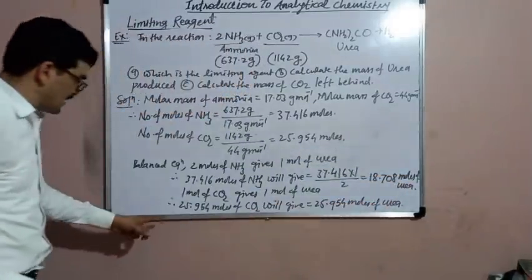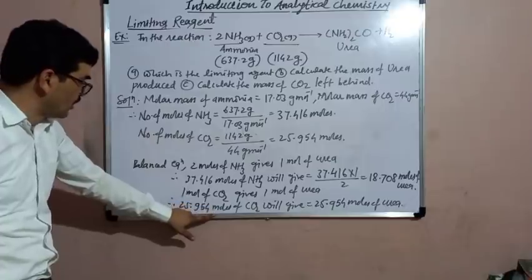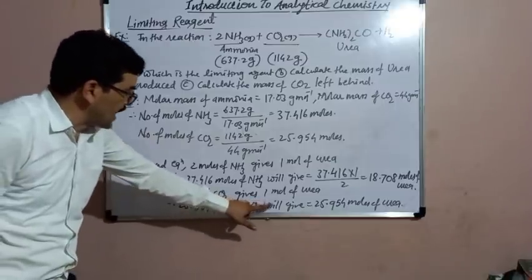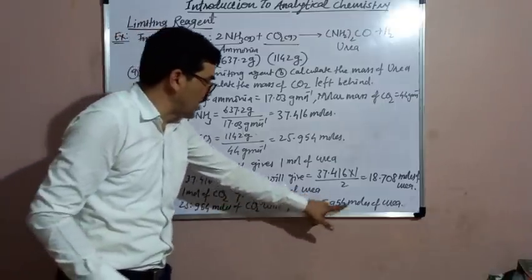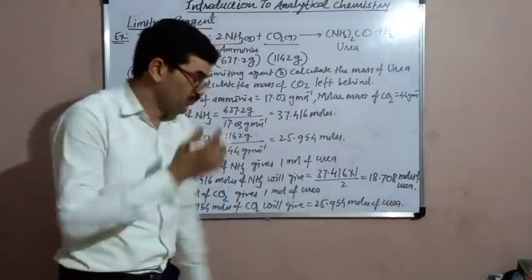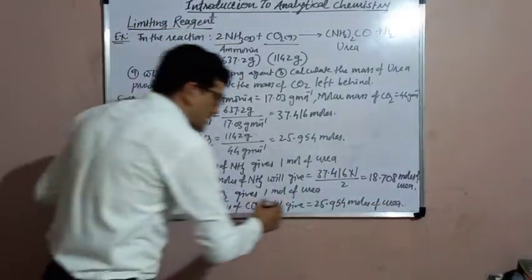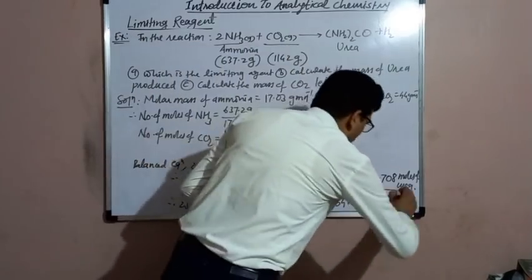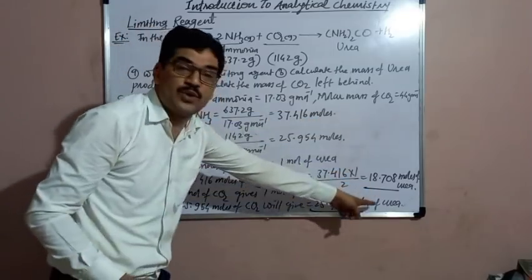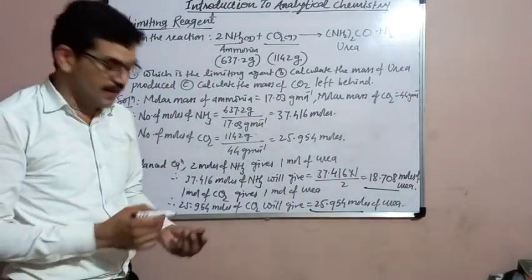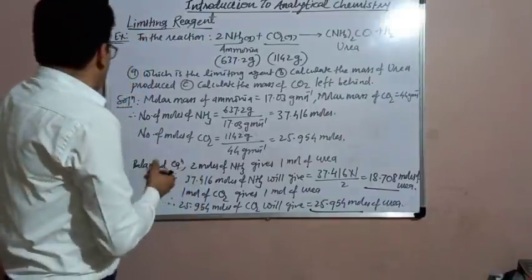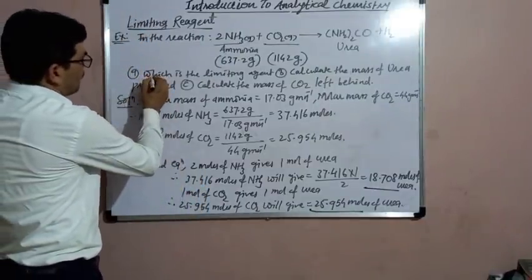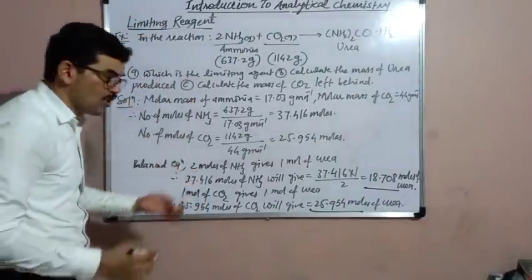Ammonia. You can see here, 25.954 moles of carbon dioxide gives 25.954 moles of urea. Means here the carbon dioxide gives the more number of moles of urea than ammonia, and therefore ammonia, which gives the lesser number of moles of urea, will be the limiting reagent. So here part A is solved. Here we get the answer of part A. Limiting reagent is here ammonia.